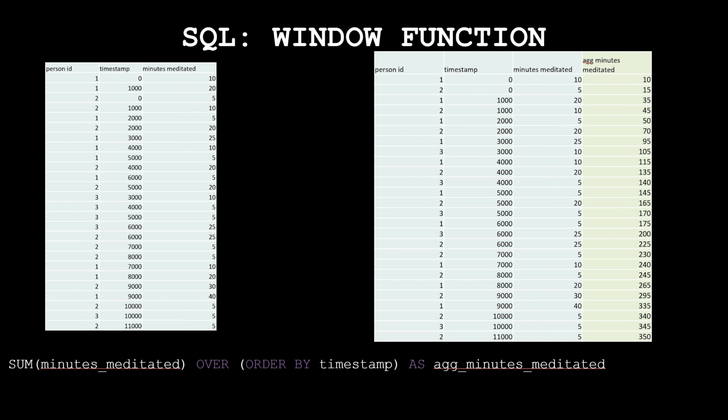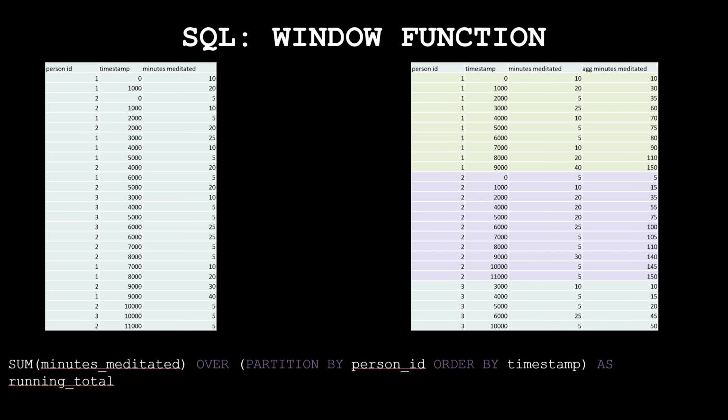So to motivate this, as you can see, the timestamps are in order, and then the aggregated minutes are combined. But it's not really useful because we're combining all the people together. What if I want to know for a specific person how many minutes they have meditated so far, right? Right now, they're combining all of them. So it doesn't really mean anything. I can say, yes, at timestamp 6,000, all three of them together have meditated 225 minutes so far. But usually people care about specific people. So if you want to care about specific people, then you use partition by.